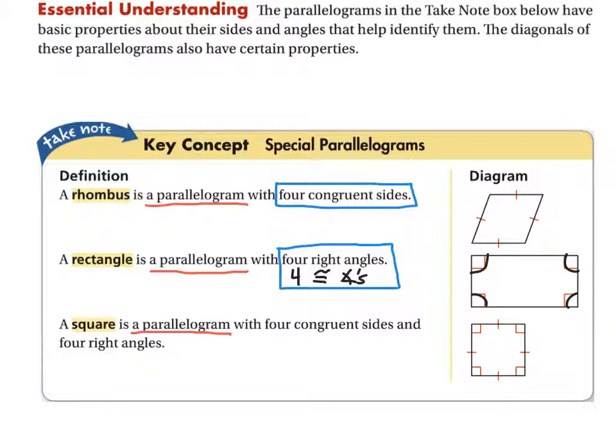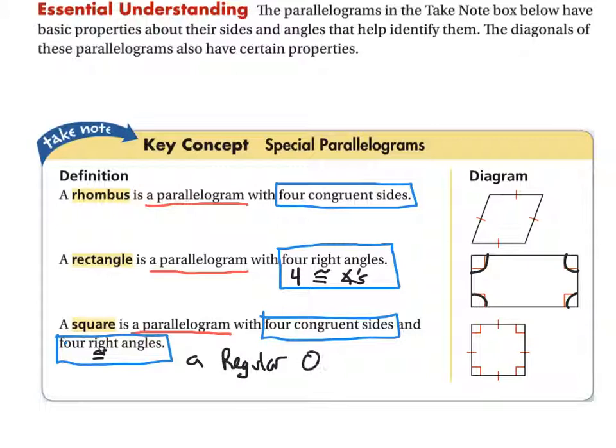And lastly is a square. And a square is a special type of parallelogram that has 4 congruent sides and 4 congruent angles. Okay, 4 congruent sides and 4 congruent angles. So you can say, okay, a square is both equilateral and equiangular, which means that a square is a regular quadrilateral.